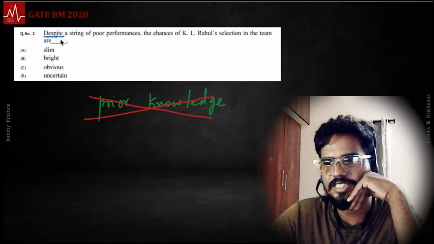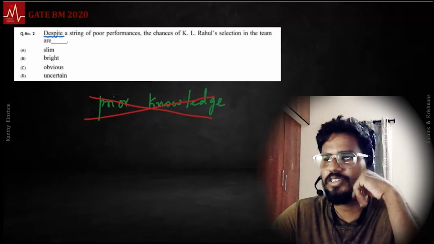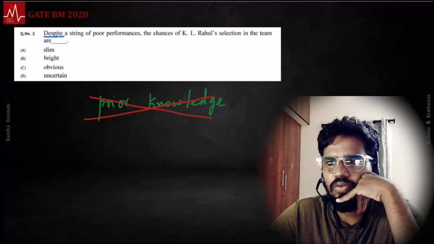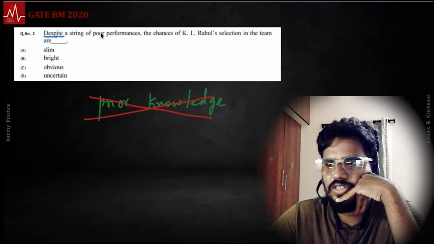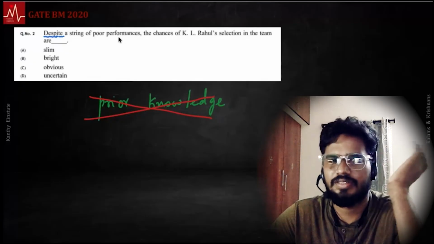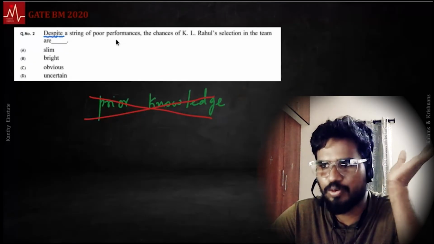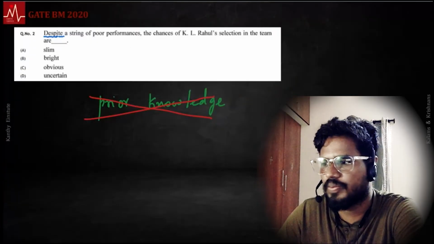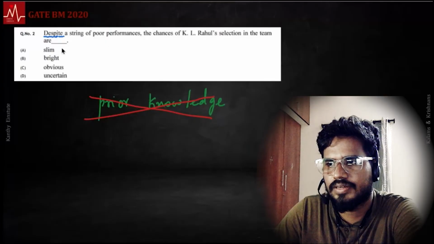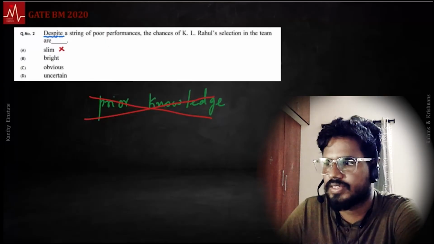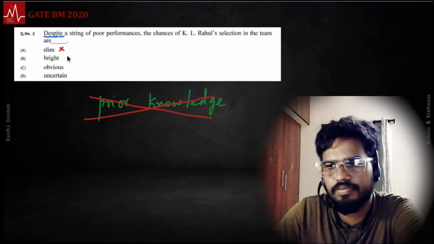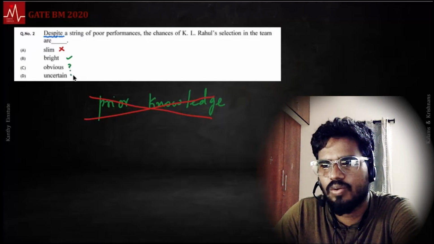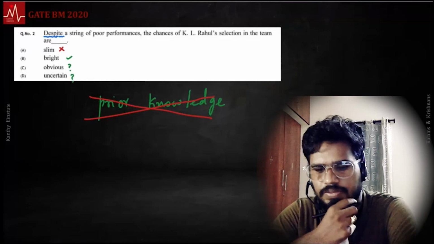Respective of, in spite of, despite a string of poor performances. Despite tells you what you're supposed to look for. Despite a string of poor performances, somehow he is still there in the team. Despite poor performances, he is there. His chances are slim? No. You are looking for something where the chances are favorable. It's not slim. Chances are obvious. Chances are uncertain. Why not obvious and uncertain at this stage?